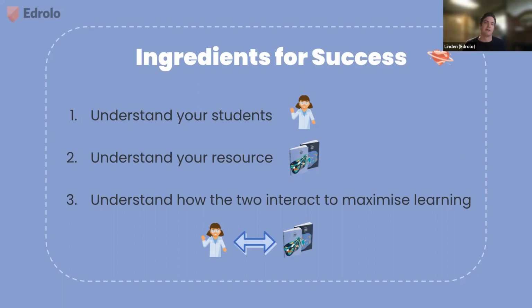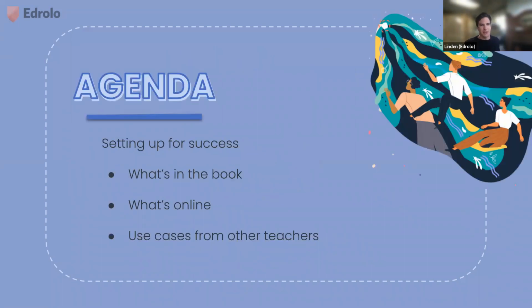So this Year 7 science resource you have and are using at the moment. If you understand your resource really well, and you know your students well, then this third element here on the screen becomes much easier: understanding how the two can really interact together to get those best learning outcomes for your students. And so this is how we'll be structuring our time together this morning, to cover those ingredients for success, and those ones in particular that we can help you with.